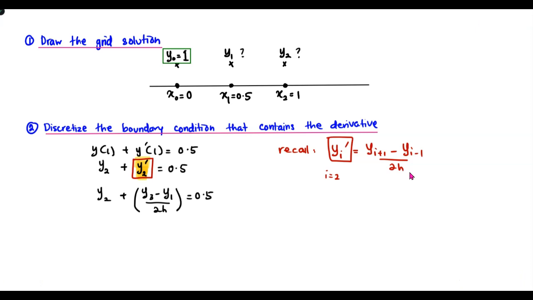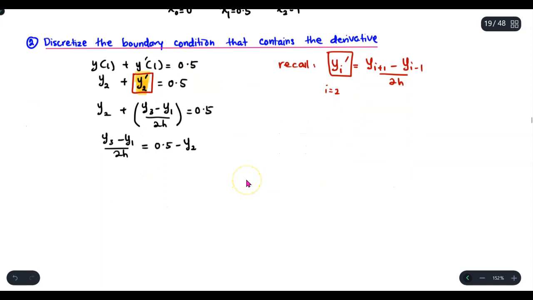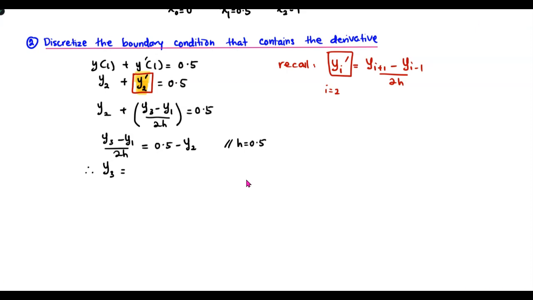Okay, that is clear. So now if we isolate (y3 minus y1) over 2h on the left-hand side, then you will have 0.5 minus y2. And then we rearrange the equation so that we can isolate y3 on the left. So y3 equals... since you know your h is 0.5, you can plug it into the equation on the left. So you have y3 equals 0.5 minus y2 plus y1 at the end.